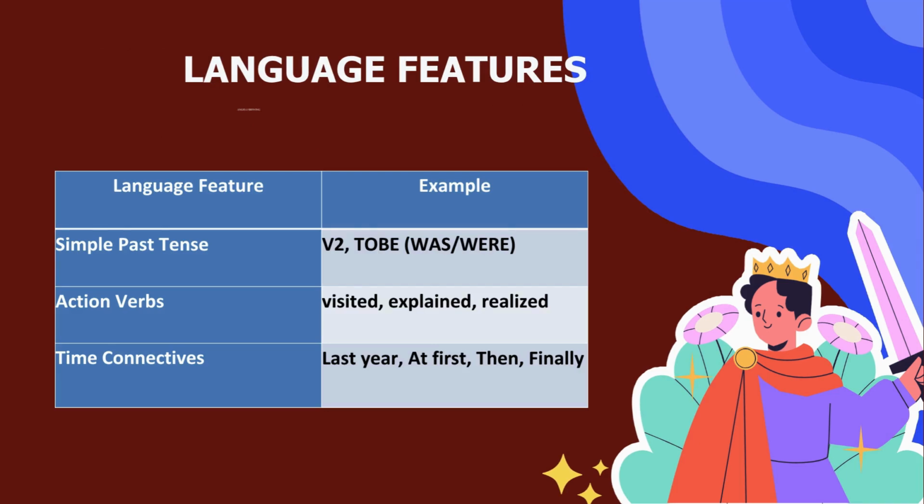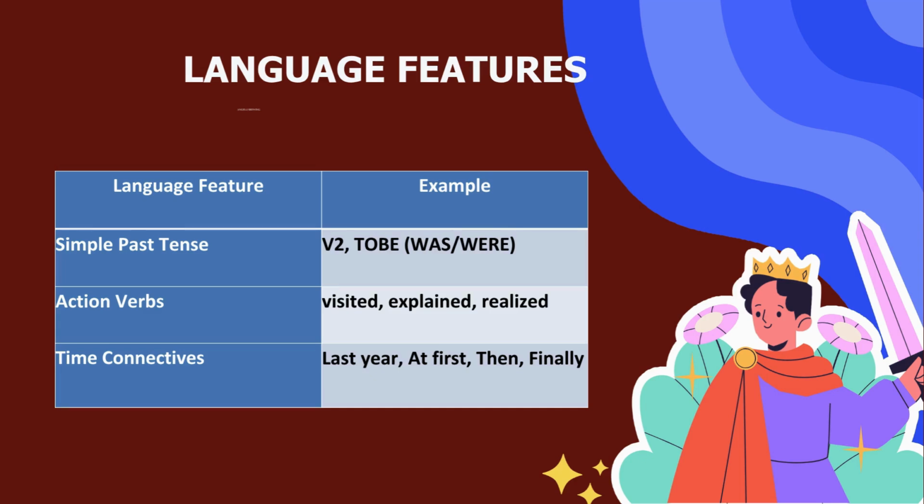Okay, we come to the language features. In a narrative paragraph, it has several important language features. First, a narrative paragraph often uses the simple past tense because it describes events that happened in the past. Second, a narrative paragraph always uses action verbs such as visited, explain, realize, and etc. Third, a narrative paragraph uses time connectives such as first, then, after that, and finally to show the sequence of events.